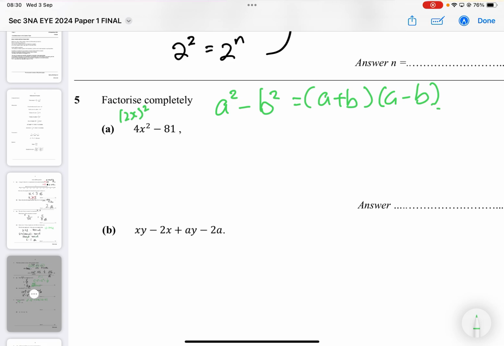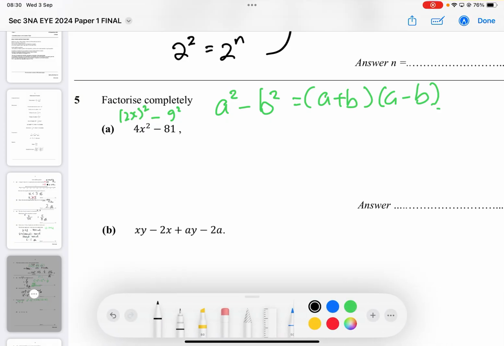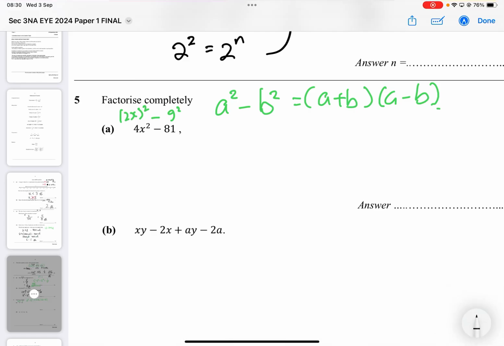Because square root of 4 is 2. Square root of x square is x. So the front is actually 2x being squared. 81 is 9 times 9. So 81 is actually the square of 9. So we actually have a square minus b square. Okay? This one is a difficult question. And the frustrating part is they sometimes will combine this special identity with another question to make it even more difficult.